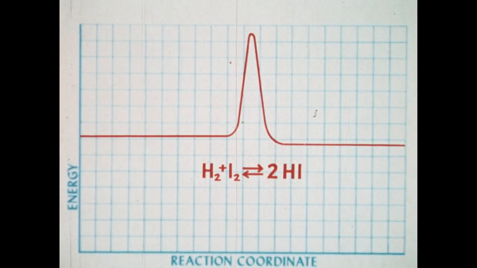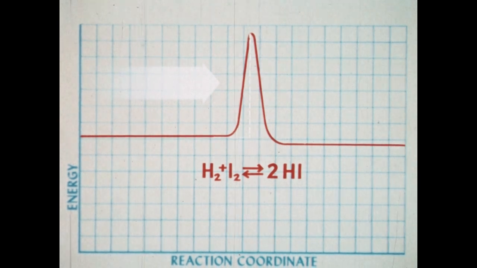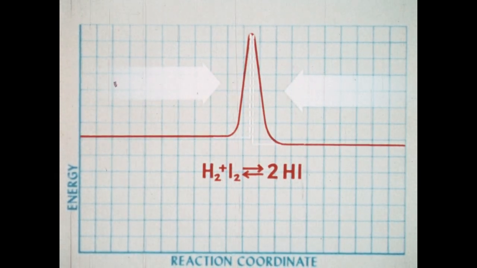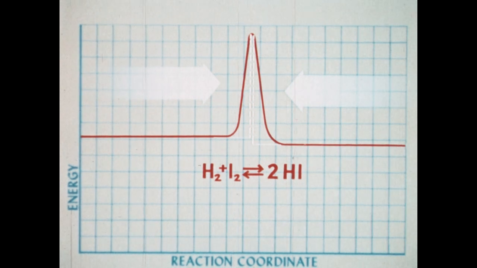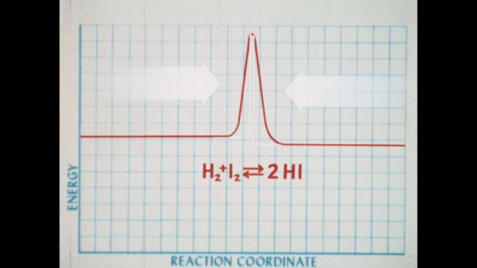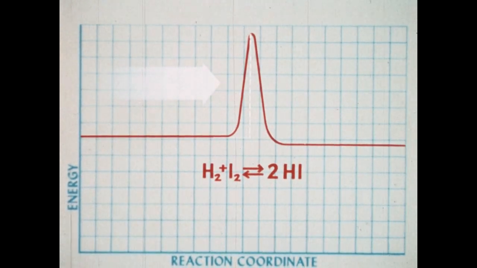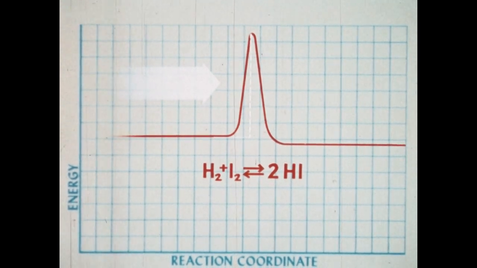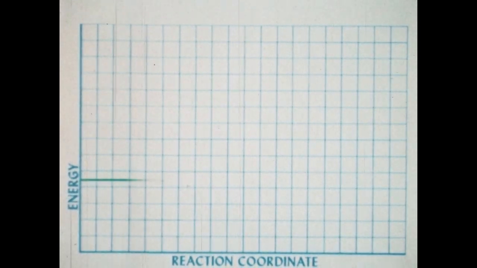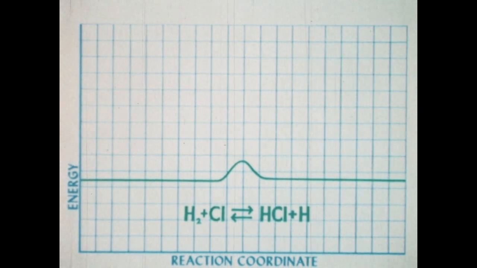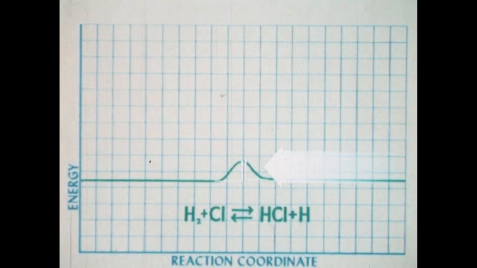In general, the height of the potential barrier in the forward direction differs from that in the reverse direction. For this reaction between hydrogen and iodine molecules, the height is smaller for the forward reaction, while in other reactions, such as that between a hydrogen molecule and a chlorine atom, the height of the barrier is smaller for the reverse reaction.